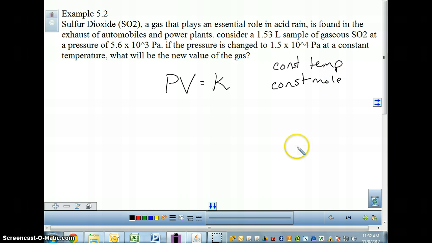If we don't have a constant number of moles, the question would be worded slightly different. It would tell us that we're adding gas or we're removing gas. Since it doesn't say that, we can assume constant moles. And the question specifically tells us that we have a constant temperature.